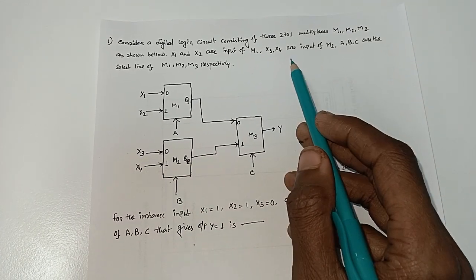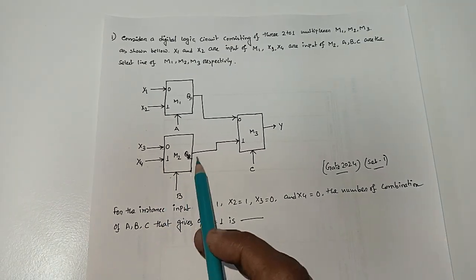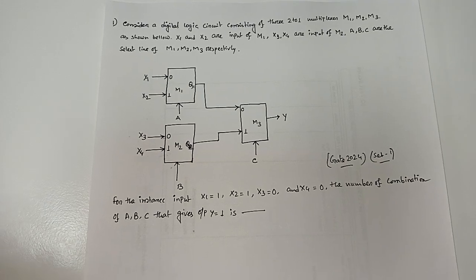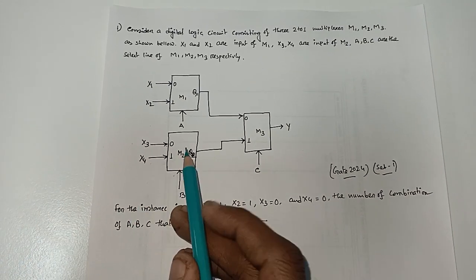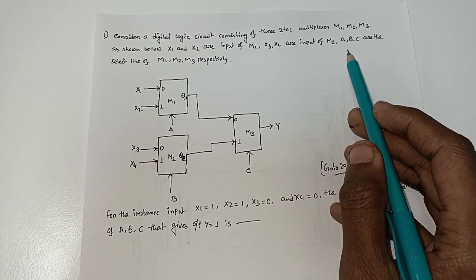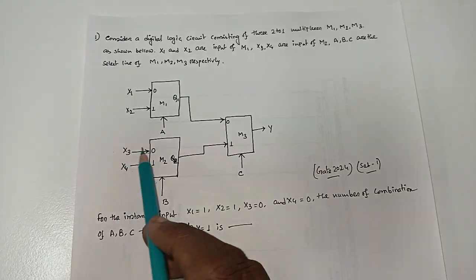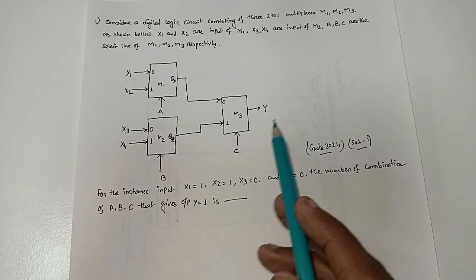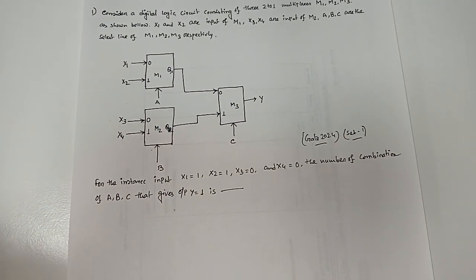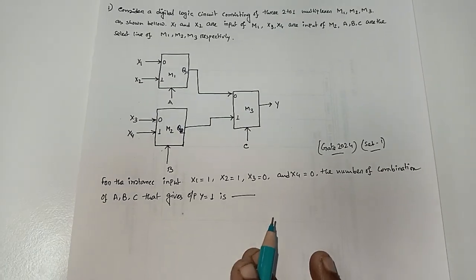And x3 and x4 are the inputs of M2, where x3 is connected with 0 and x4 is connected with 1. Registers A, B, C are the select lines of the multiplexers M1, M2, M3. So this is A, B, C. We know that based on the select line, we get the output.